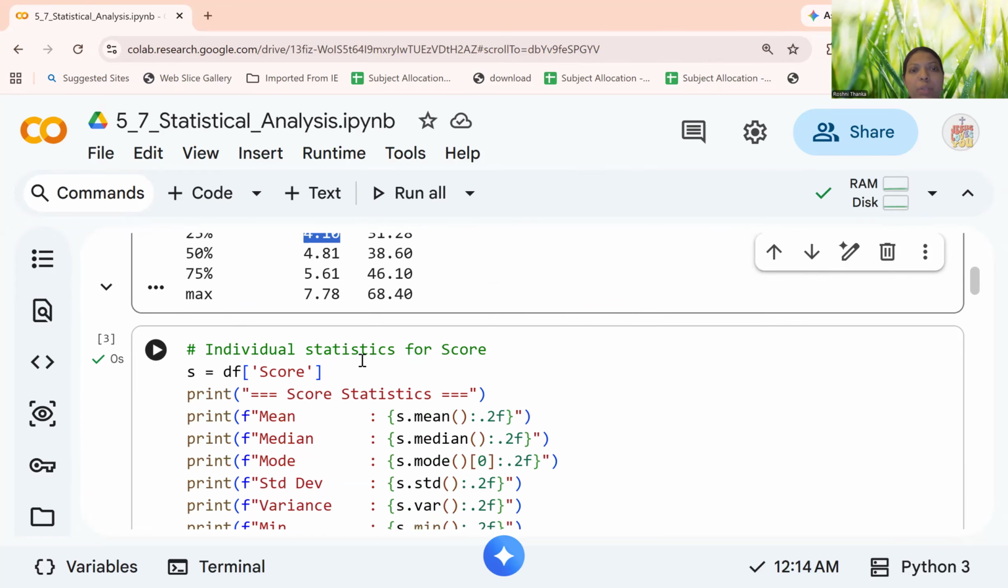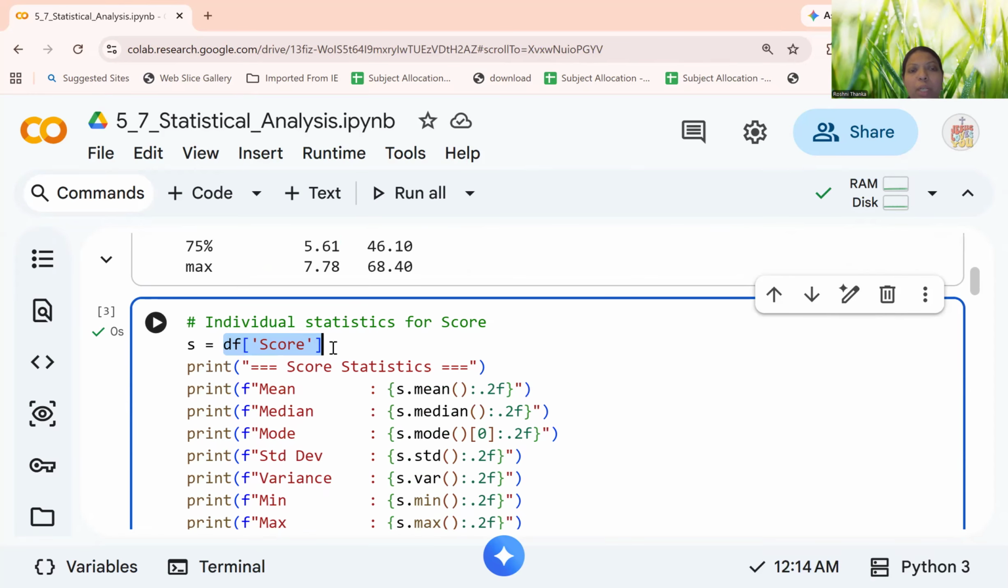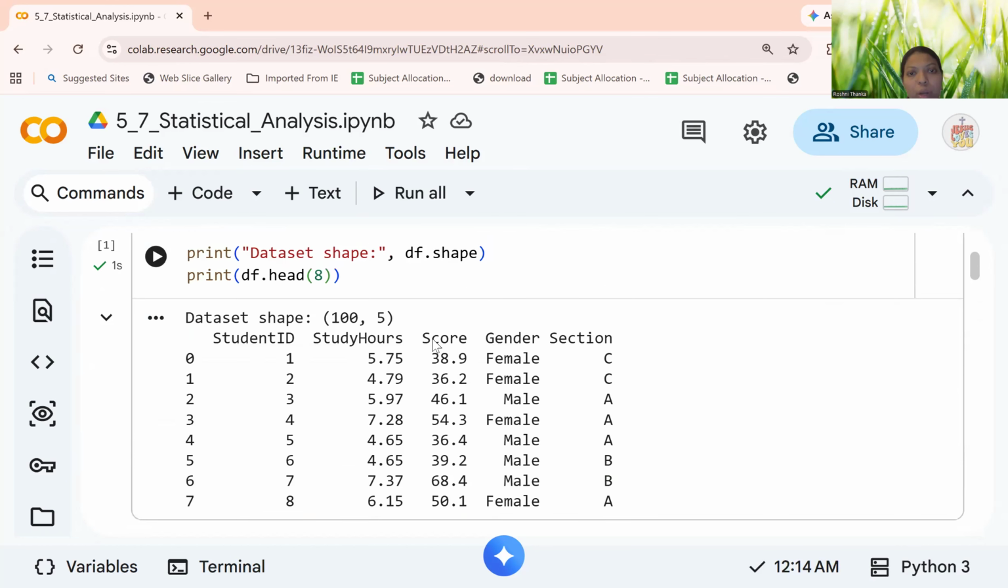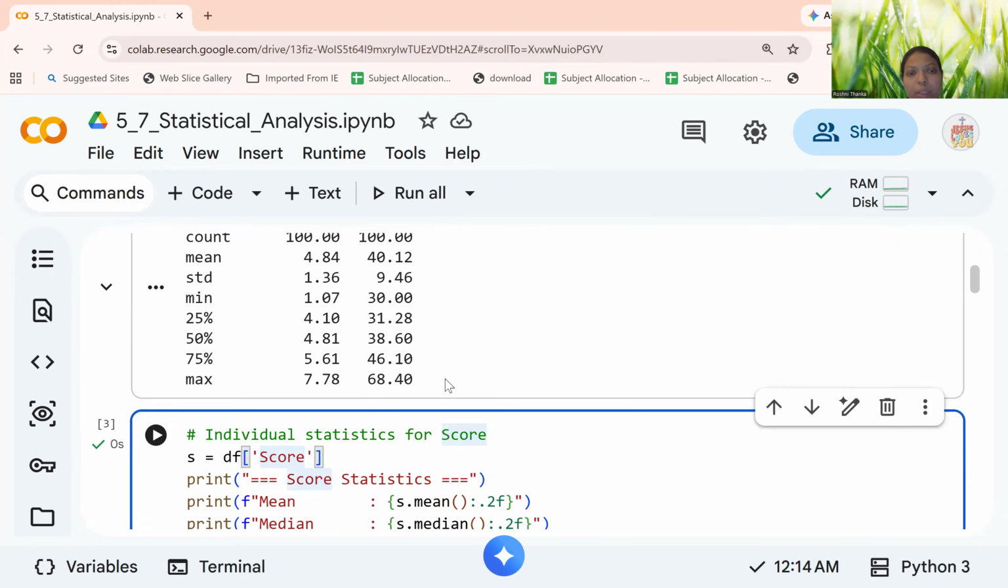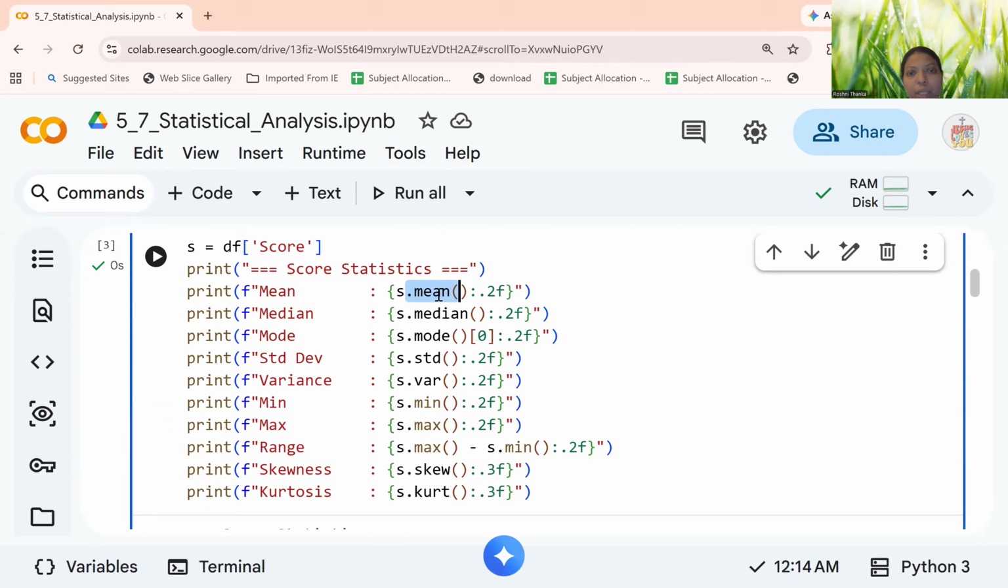Next one is for individual columns. For example, I'm going to take only the column called score, assigning it to the variable s. For this score column alone, we are going to individually apply the statistical values, like the median. Mean means we know average, median means the center value, mode means a particular value, how many times, the frequency, which value is occurring the most number of times. All with 2 decimal points.